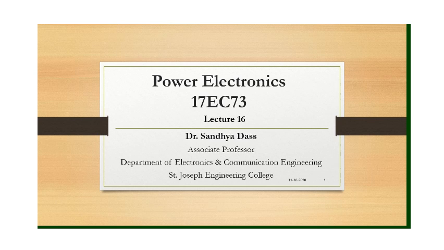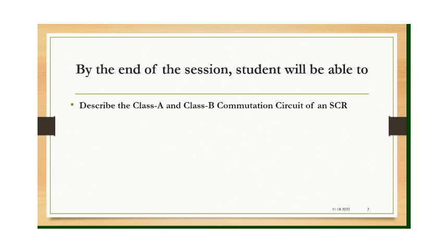By the end of this class you will be able to describe the class A and class B commutation circuits of an SCR. As I mentioned, in the commutation circuit the commutating components L and C will be used.